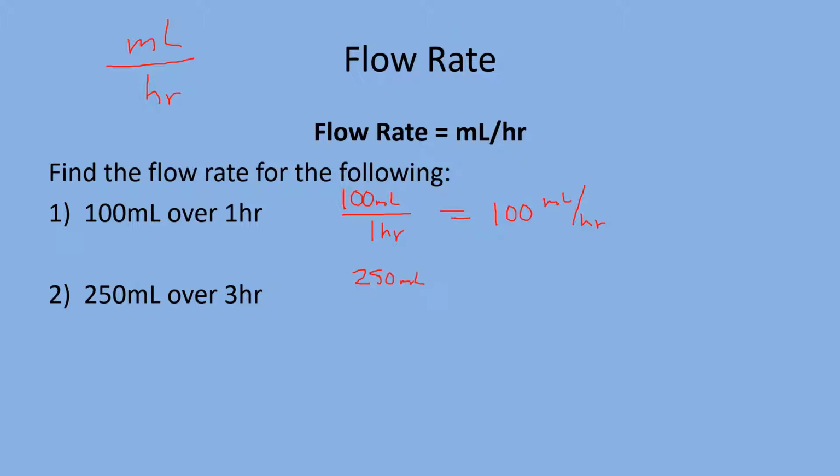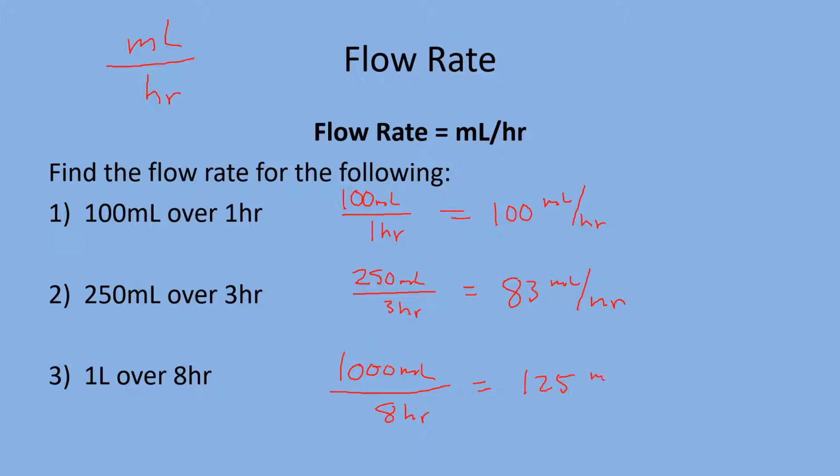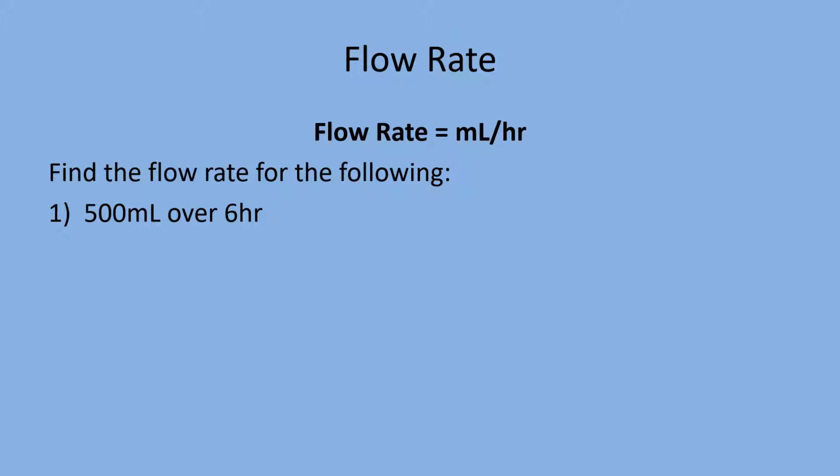250 mLs over 3 hours. Punch that in. All right, so you'll get 83 mLs per hour. All right, now do number 3. What is the flow rate for number 3? Yep, 125 mLs per hour. So just be mindful of your units, mLs and hour, and it's pretty easy, not too bad.